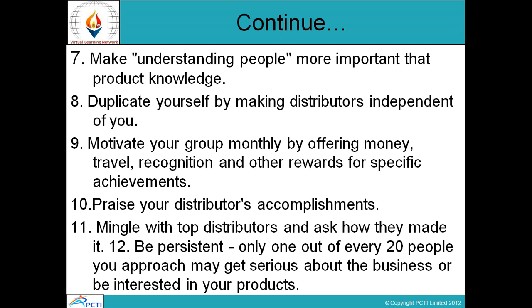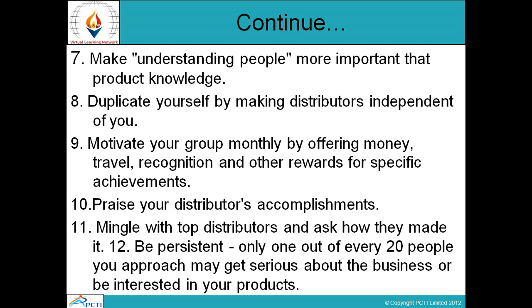Motivate your group monthly by offering money, travel, recognition and other rewards for specific achievements. This is a kind of motivation. Praise your distributors' accomplishments. जो भी आपके डिस्ट्रीब्यूटर्स ने अचीव किया है उसको अप्रिशिएट किया जा सकता है. This is another sort of motivator for the team.